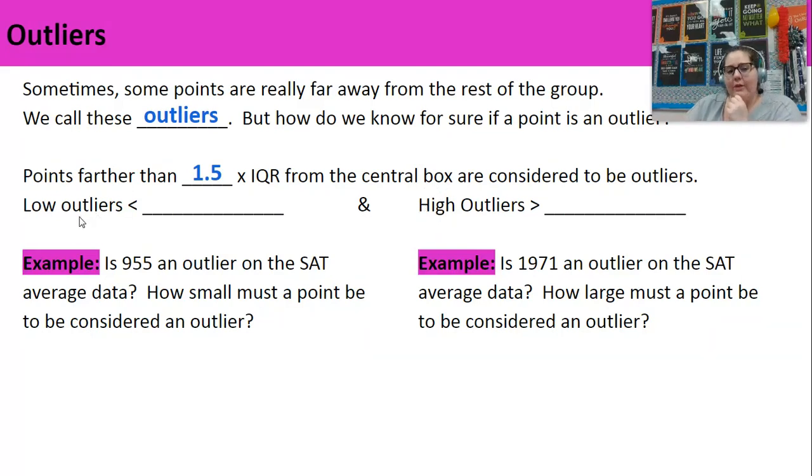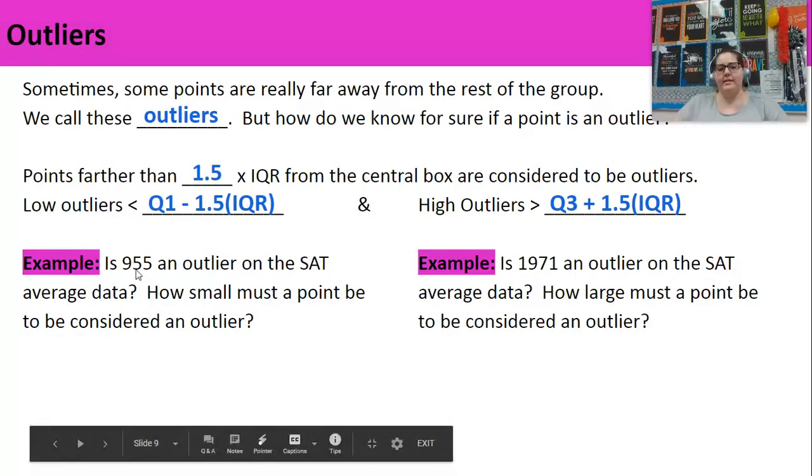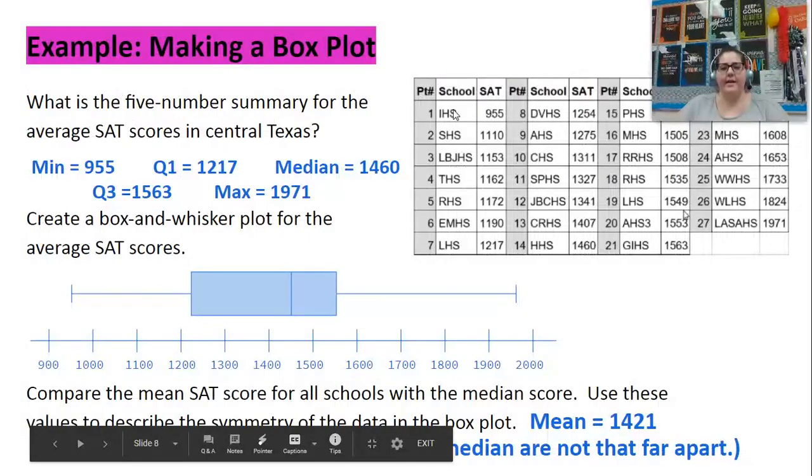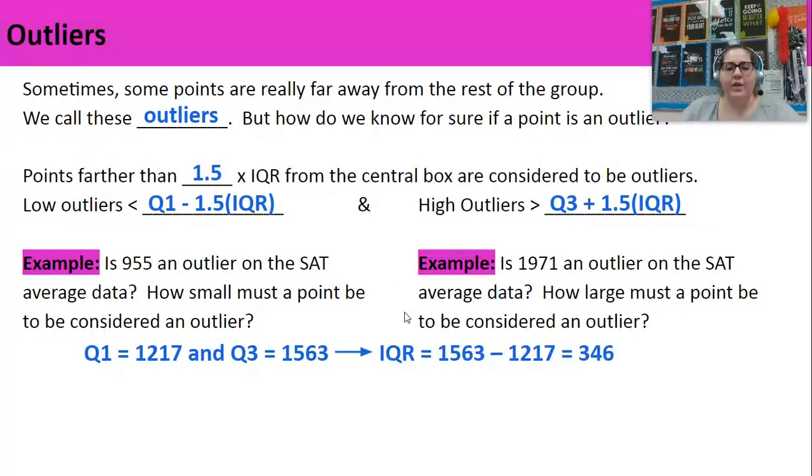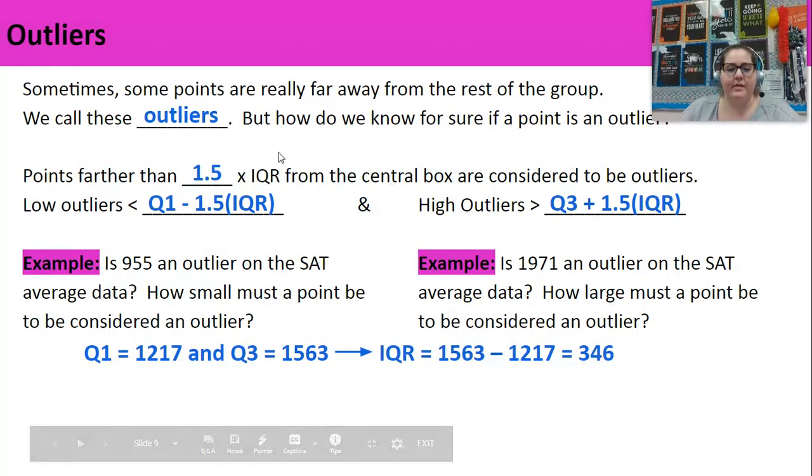In other words, lower outliers can be found if they are less than Q1 minus 1.5 times the IQR. And high outliers can be found if a number is greater than Q3 plus 1.5 times the IQR. So if I wanted to test, the lowest value in my list of SAT scores was 955. Is 955 an outlier in that data set? Q1 was 1217, Q3 was 1563. So I can find my IQR, which is 346.